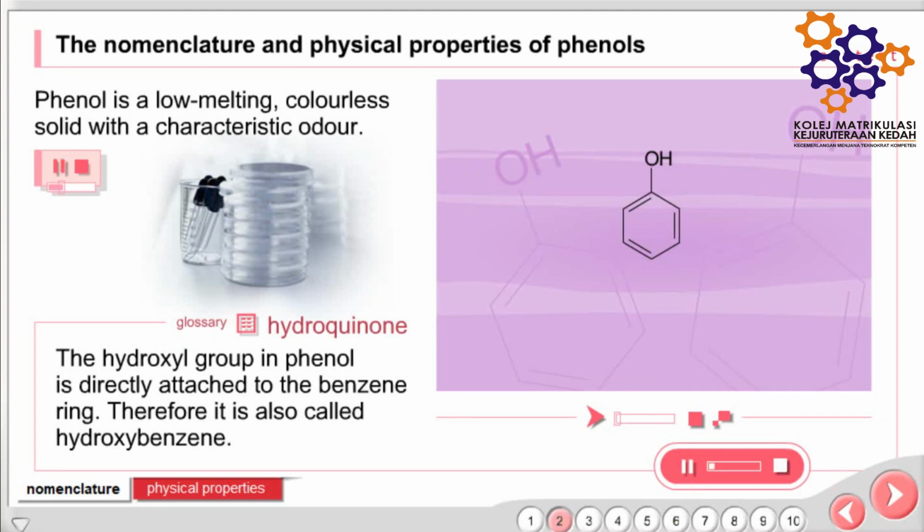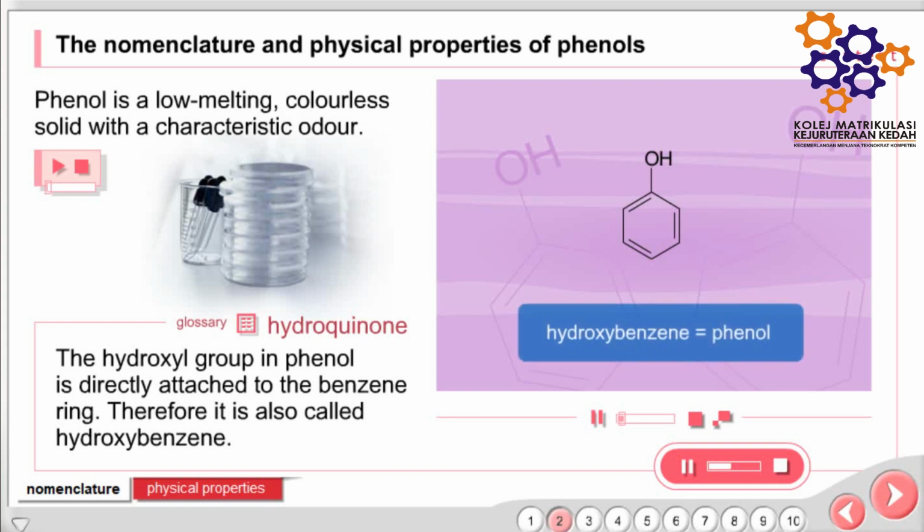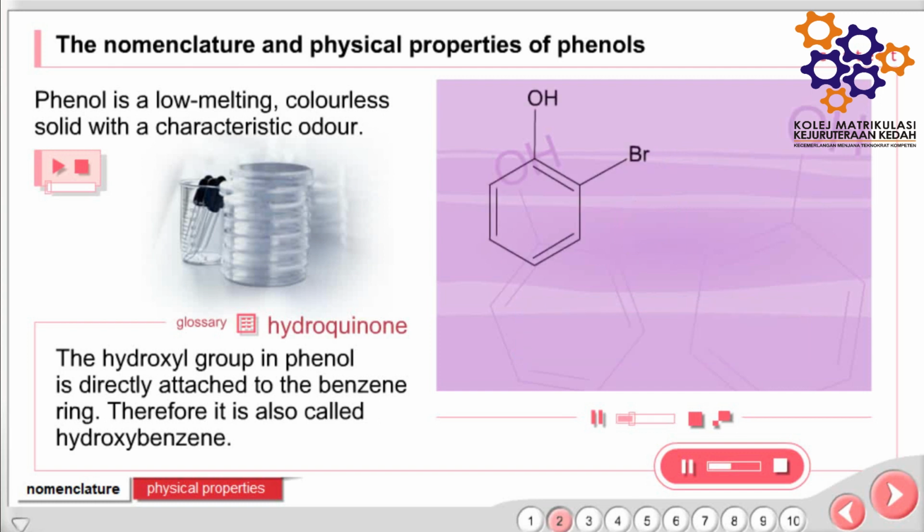Phenol itself is a low-melting, colourless solid, having a characteristic odour. The old name for benzene was phen, so its hydroxyl derivative is called phenol. Like many other trivial names, phenol is an acceptable International Union of Pure and Applied Chemistry name. As a derivative of benzene, phenol can also be called hydroxybenzene. Benzenol is the systematic name for phenol.